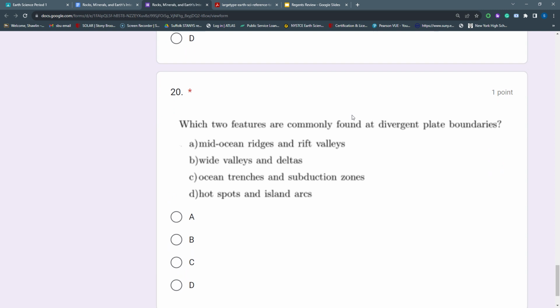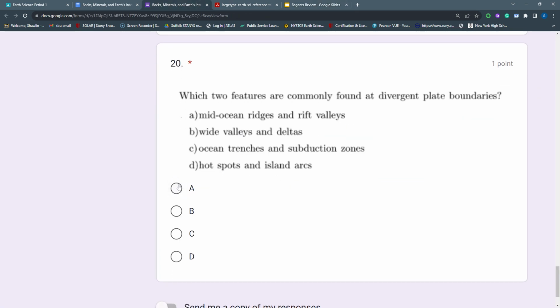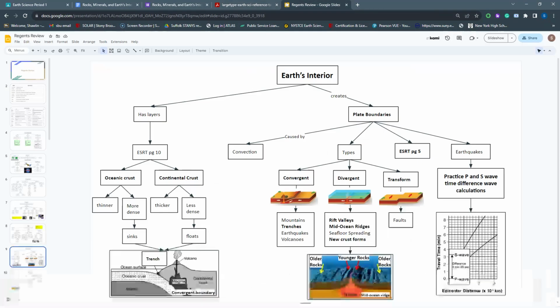20. Which two features are commonly found at divergent plate boundaries? Divergent plate boundaries in your note packet create rift valleys, mid-ocean ridges, seafloor spreading, and new crust. So I'm looking for those things. That's why the correct answer is A, mid-ocean ridges and rift valleys. You should be memorizing the notes in your note packet.